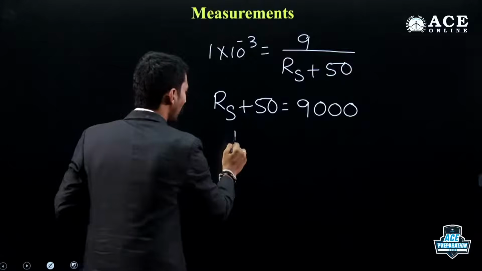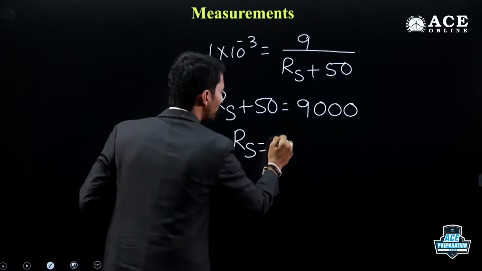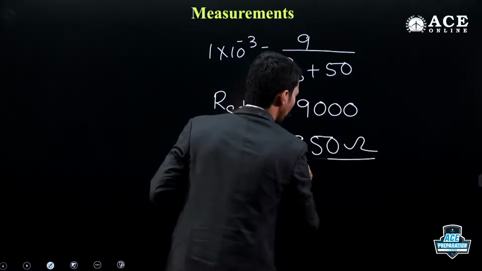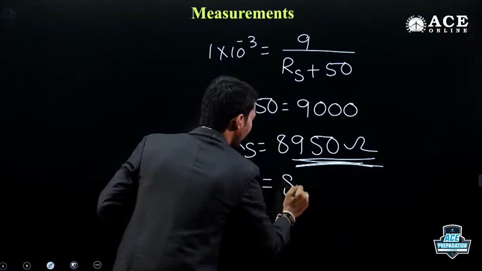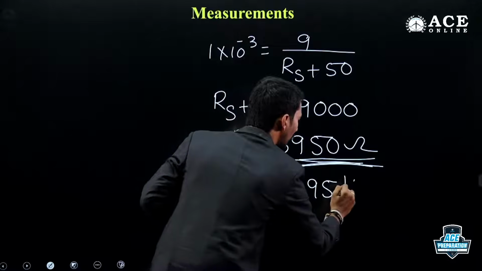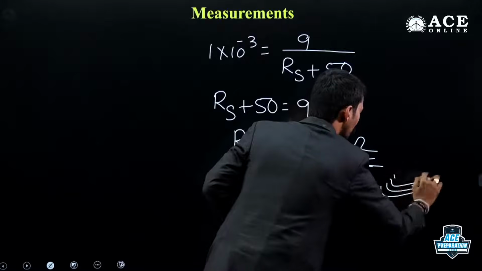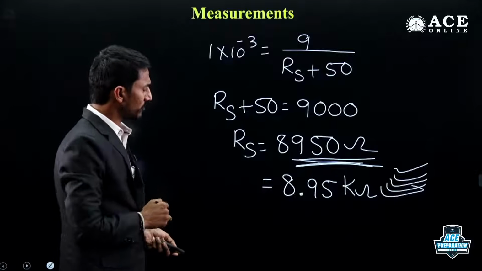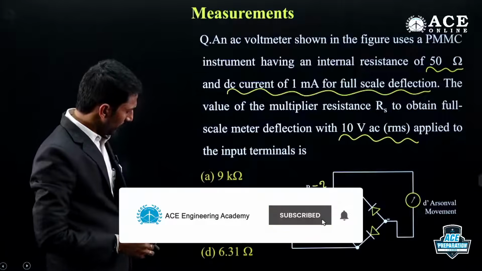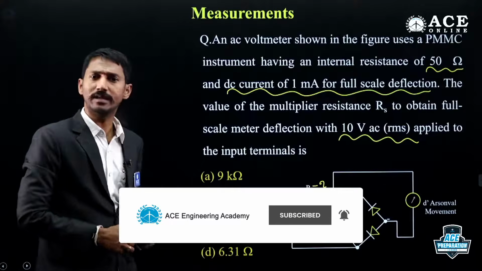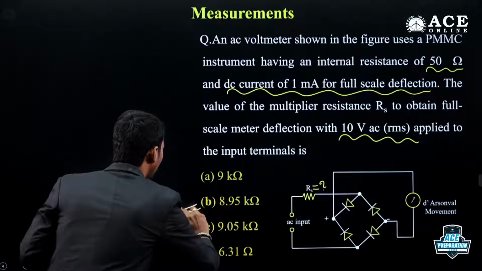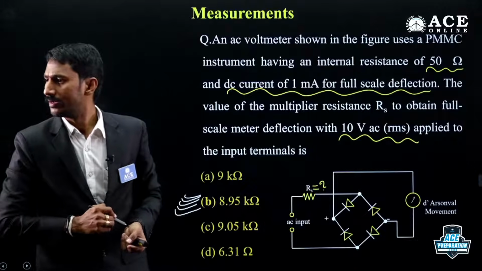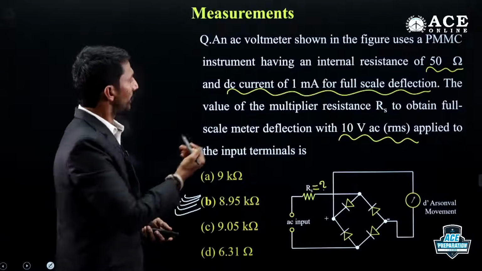Therefore RS is equal to 8,950 ohm, so we can say 8.95 kilo ohm. This is related to electronic measurement, rectifier circuit notation. Let us verify the options. Yes, 8.95, 9.05 and 6.31, so obviously 8.95 is the answer. Clear? Right. Okay. Now, next question.